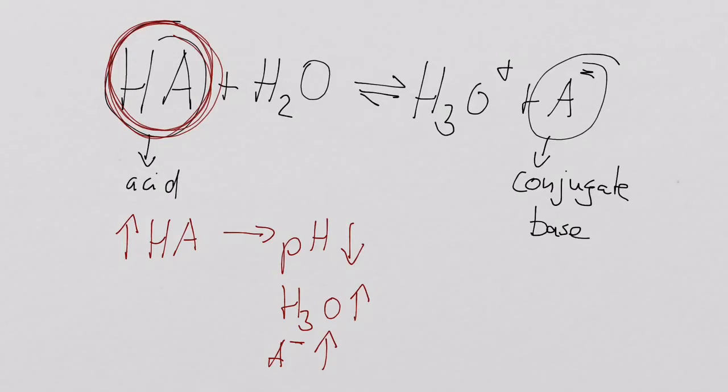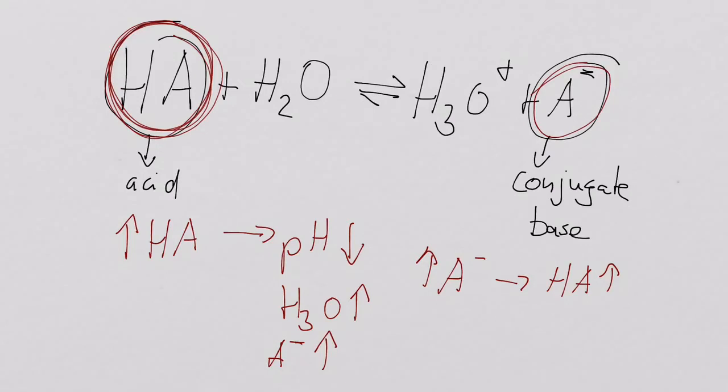What would happen if I increase A minus? By the same token, the pH increases, pOH decreases. What happens to HA? HA increases. So HA would go up, because again, the equilibrium wants to escape this pressure that we achieve when we add A minus.